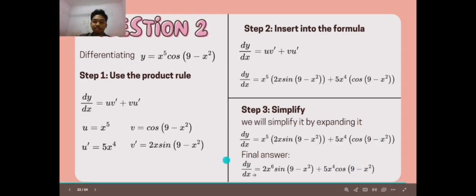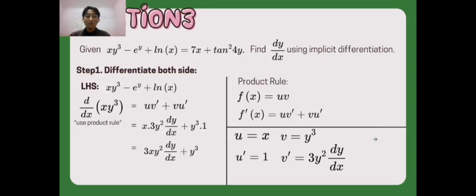And then you will get this final answer as shown on the screen. For the next question, number 3, we will be using implicit differentiation. For the first step, we will differentiate the left-hand side and the right-hand side. I will differentiate the left-hand side first.